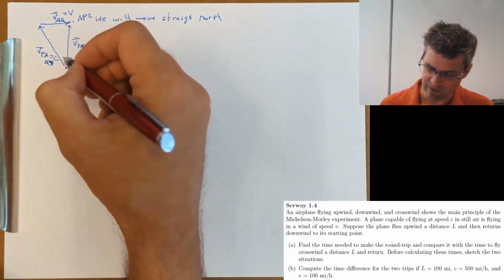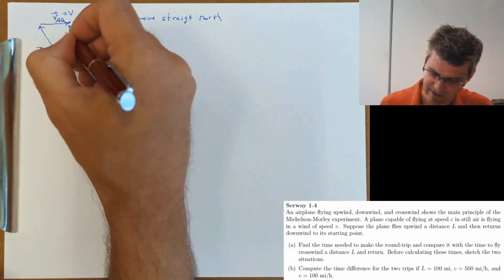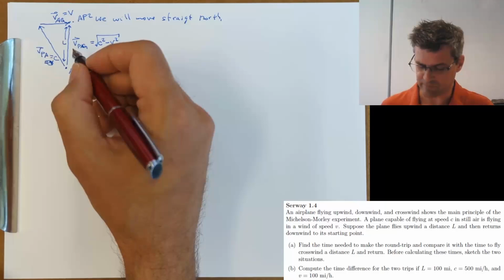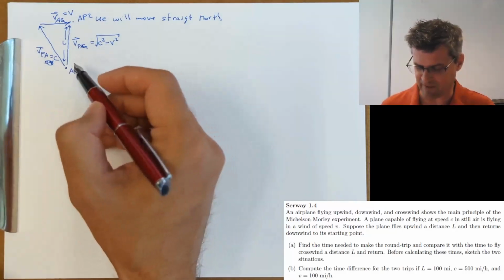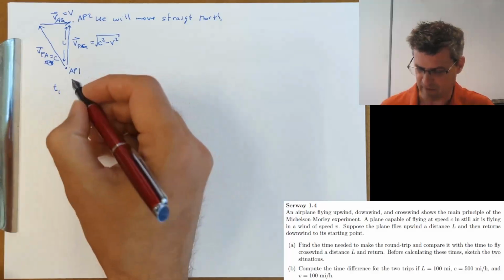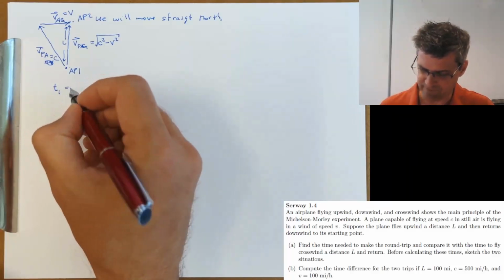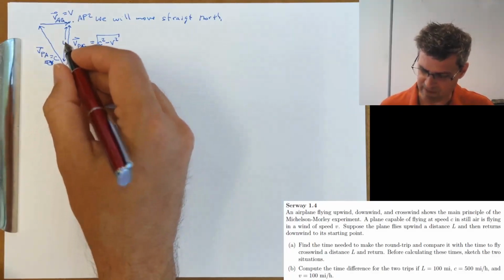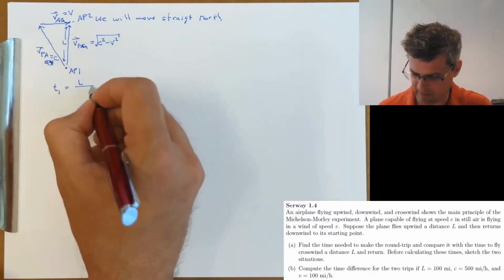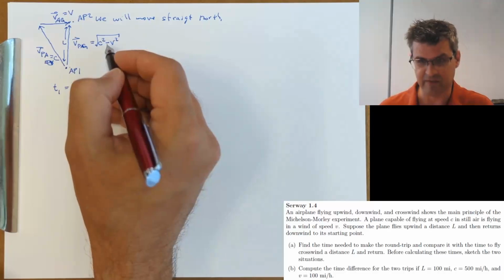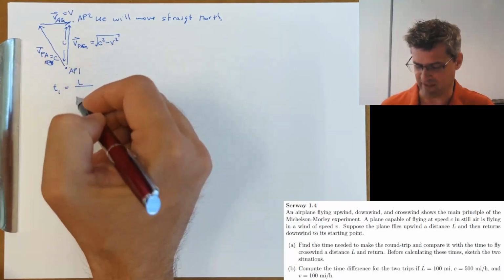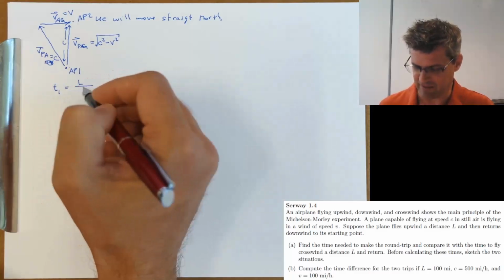Okay, so now let's say this distance between airport 1 and airport 2 is L. If I wanted to find the time it took to get from airport 1 to airport 2, time 1, this is going to be L divided by this speed. So meters divided by meters per second, miles divided by miles per hour, is some time.